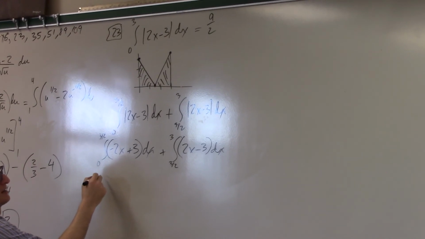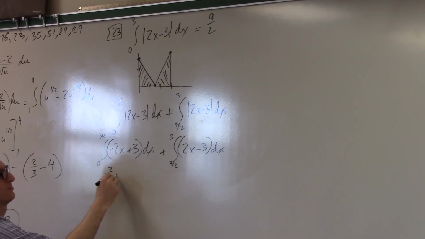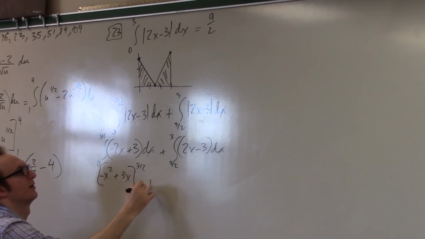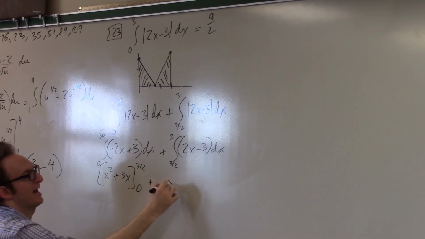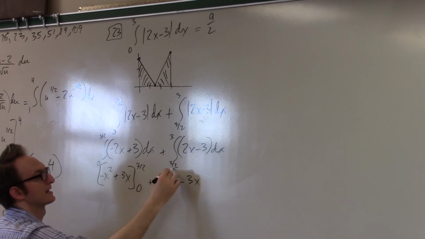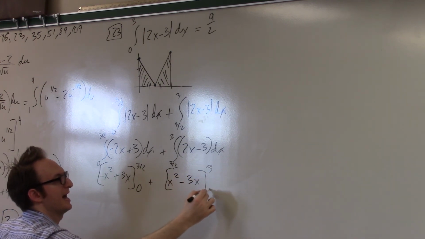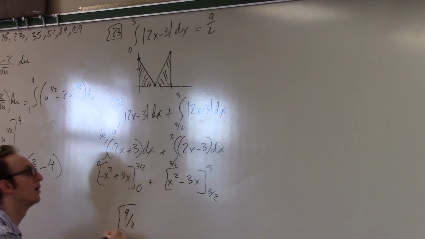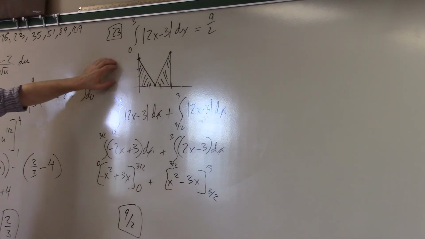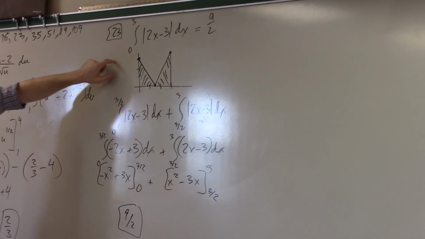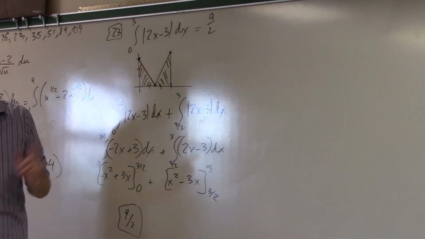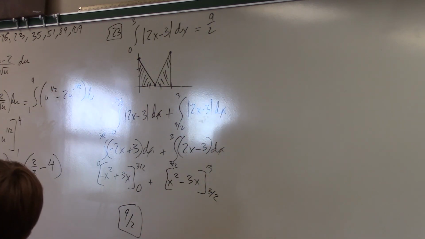You should get negative x squared plus 3x evaluated at 3 halves and 0, and here x squared minus 3x evaluated at 3 and 3 halves. If you just do all this out, I don't feel like it right now. Do you get 9 halves? Yeah. So this is how you can deal with the integral of an absolute value function: by splitting it up into the sections on which it's positive and negative and treating them separately. Or you can just draw a picture, which turns out to be really nice.